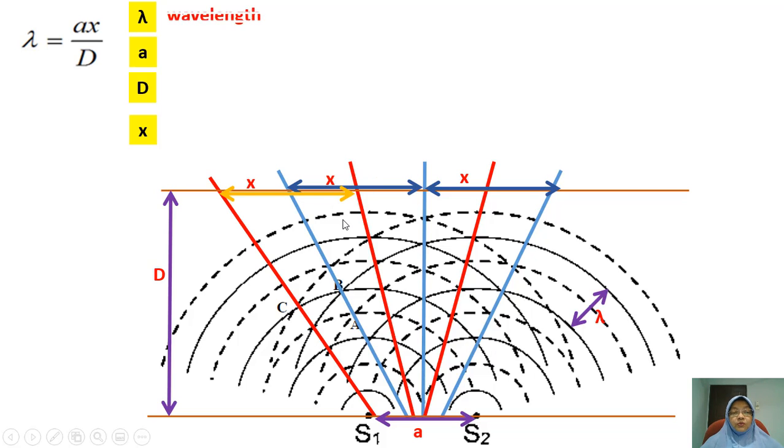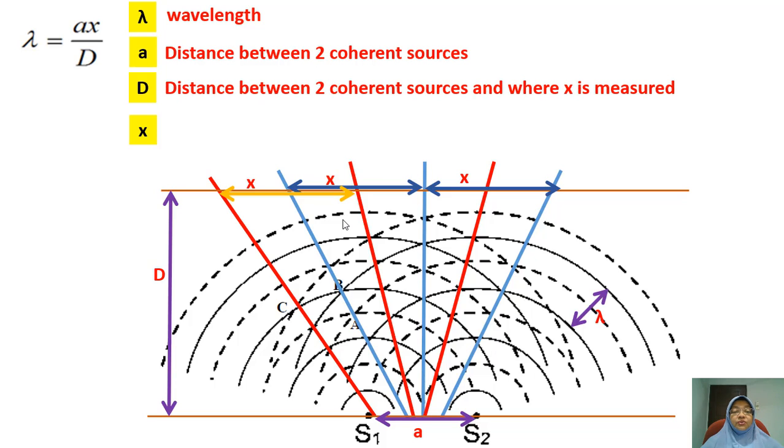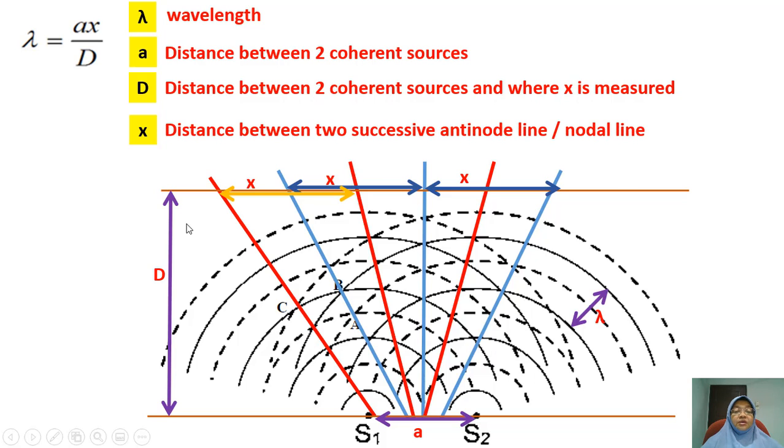So lambda is the wavelength. A represents the distance between two coherent sources. D is the distance from the two coherent sources to where X is measured. X is the distance between two successive antinode lines or nodal lines. The word successive is important, because it is from one line to the next line. We have the formula lambda equals AX over D. Normally, the purpose of this formula is to determine the value of lambda, the wavelength.